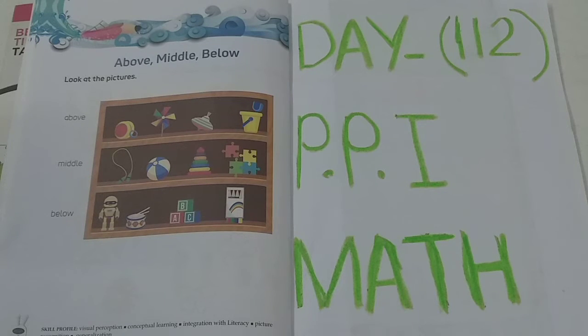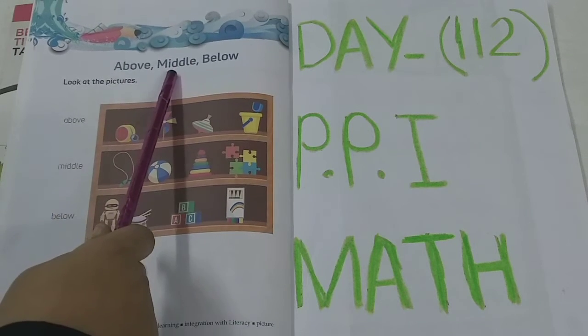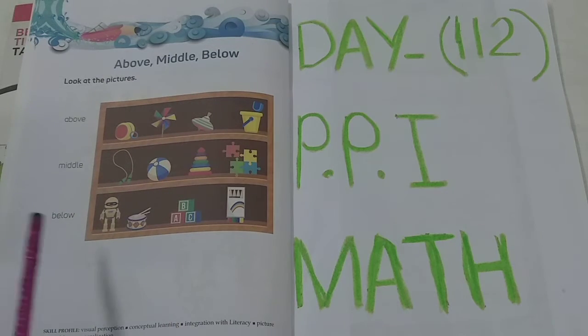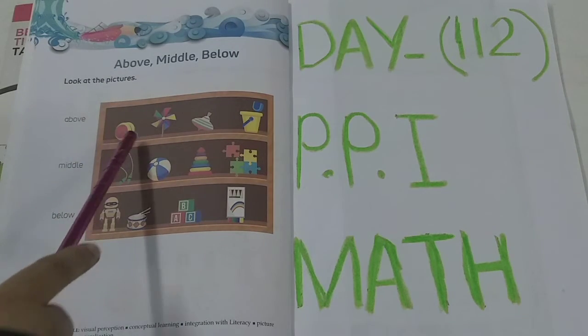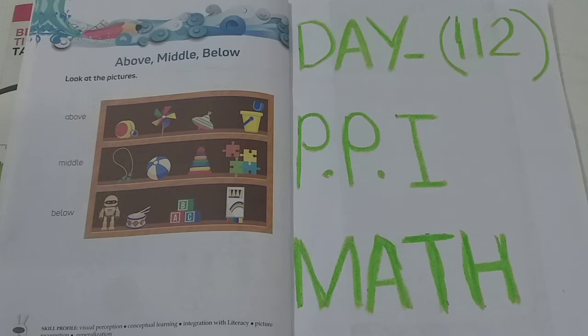So again we are back with math subject. You can see on your screen today we have a concept of above, middle and below. See here heading above, middle, below. Look at the pictures. We have to see the picture and we have to identify which is the above part, which is the below part and which is the middle part.